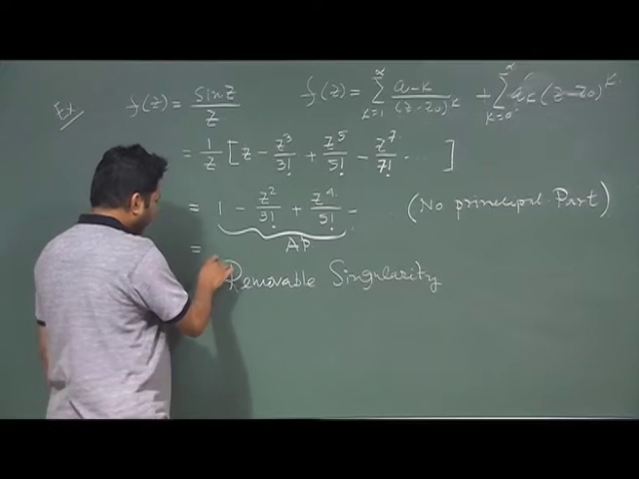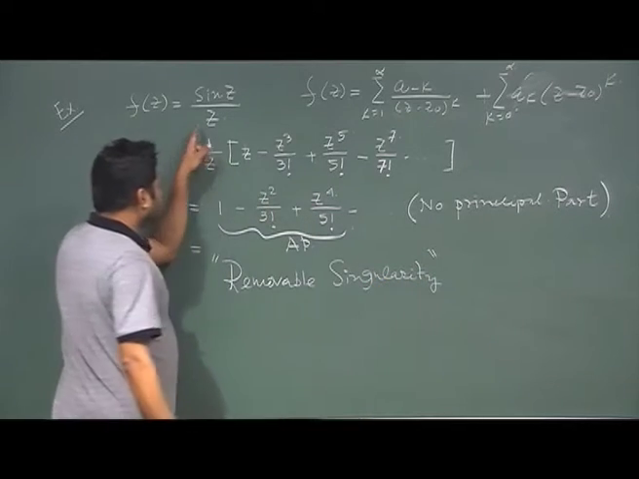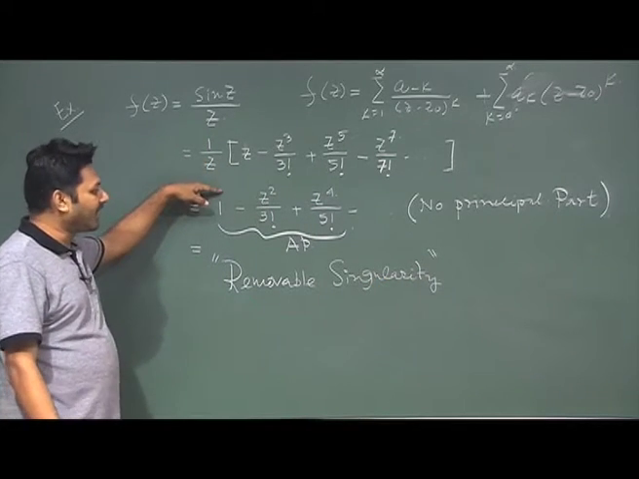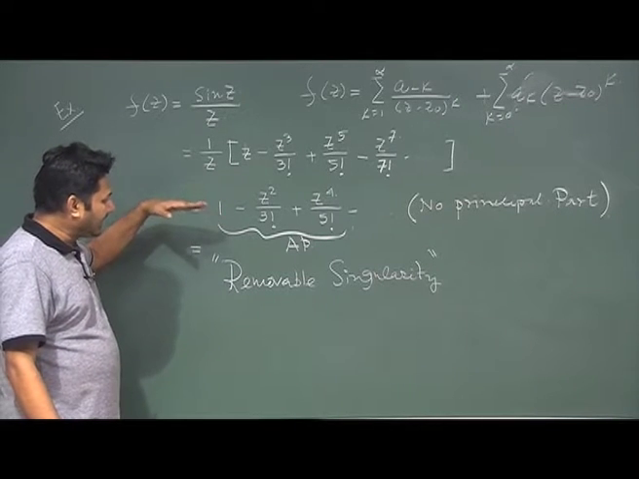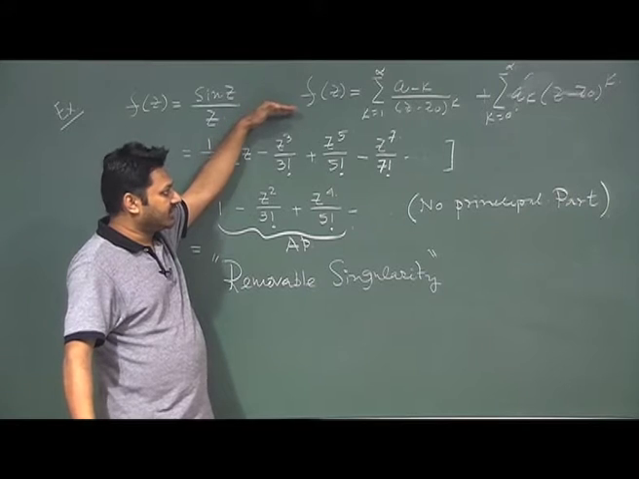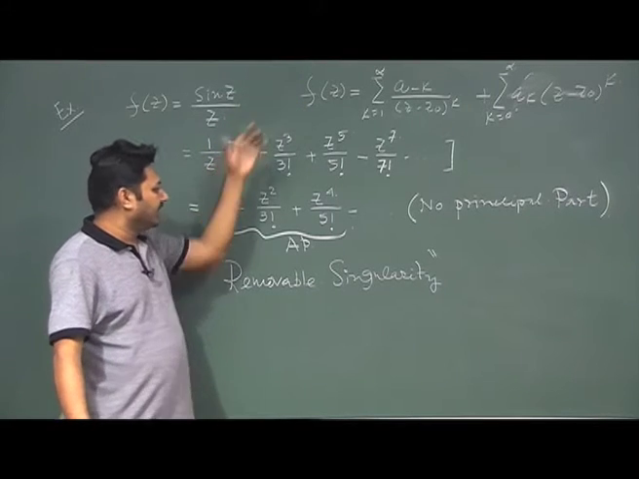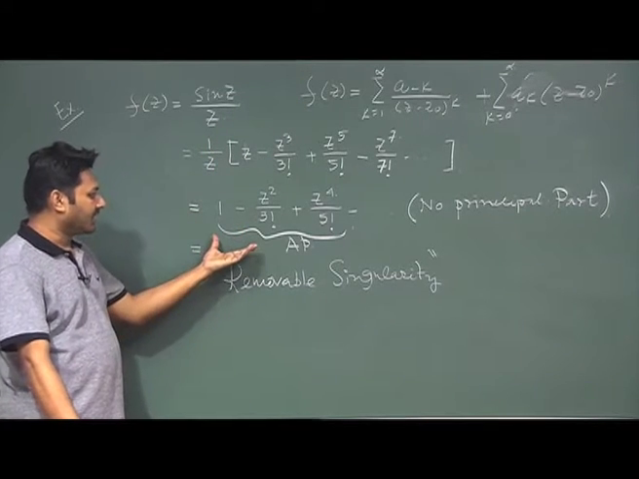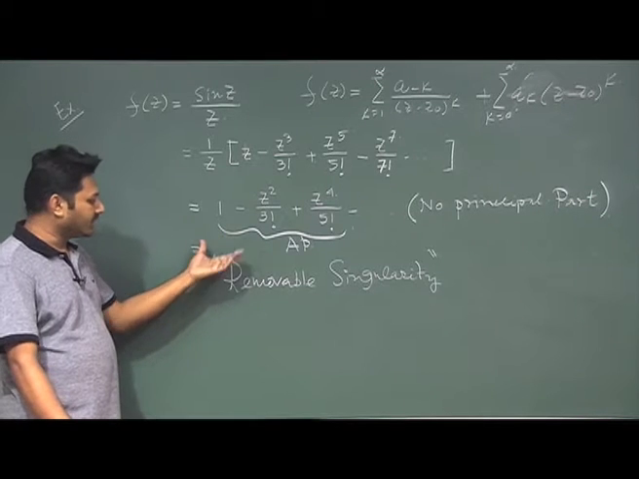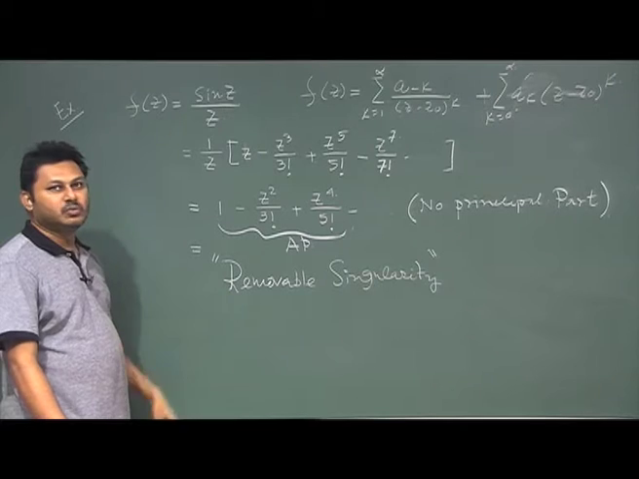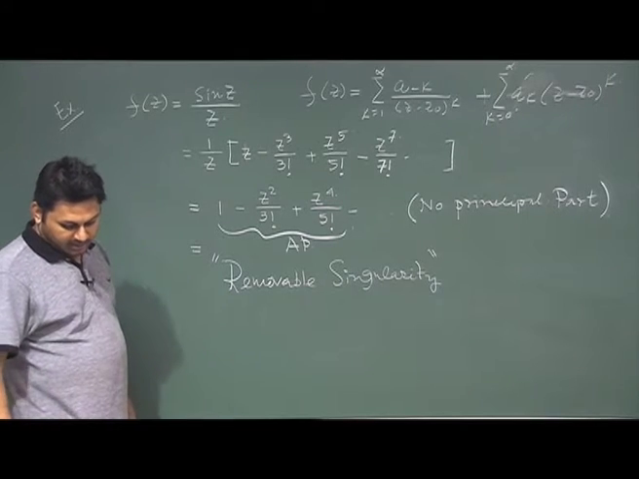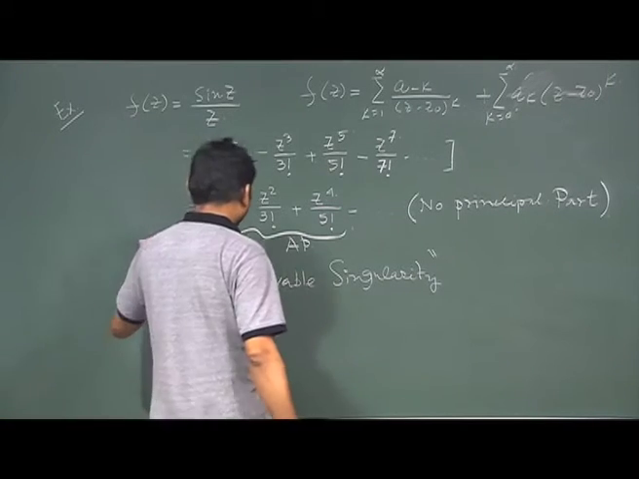Removable singularity. It seems that we have a singularity at z equal to 0. When I expand, we find that this expansion, which we tally with the Laurent series expansion we have here, has no principal part associated with it. So that is why we say there is a singularity, but this singularity is removable. That means there is, as such, no singularity.